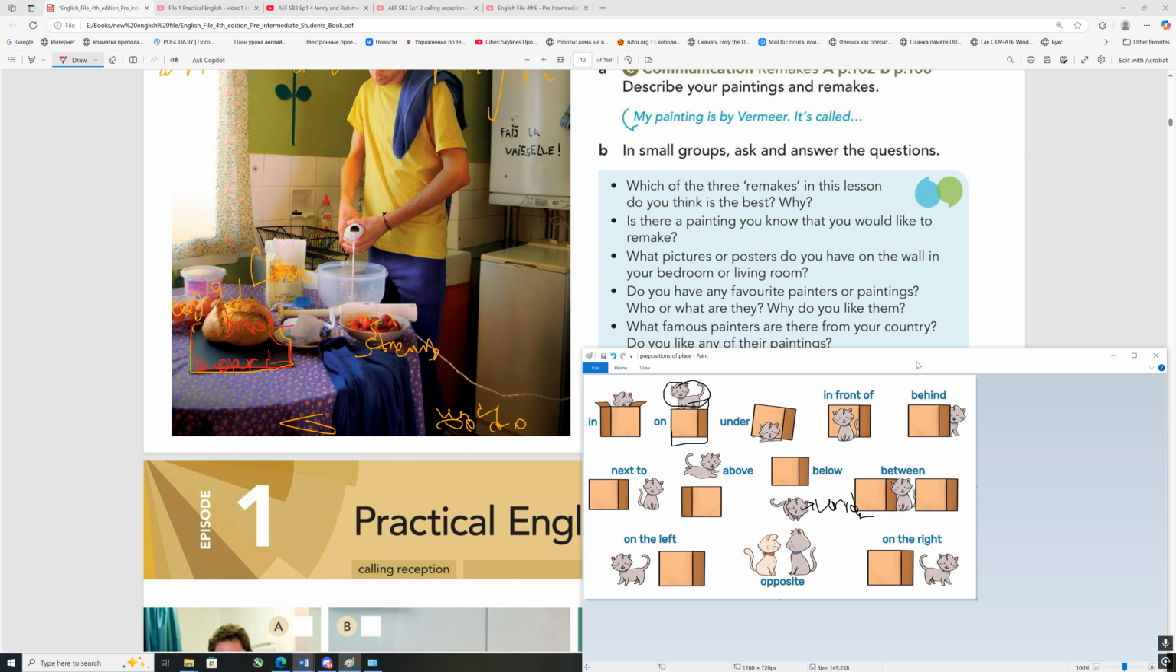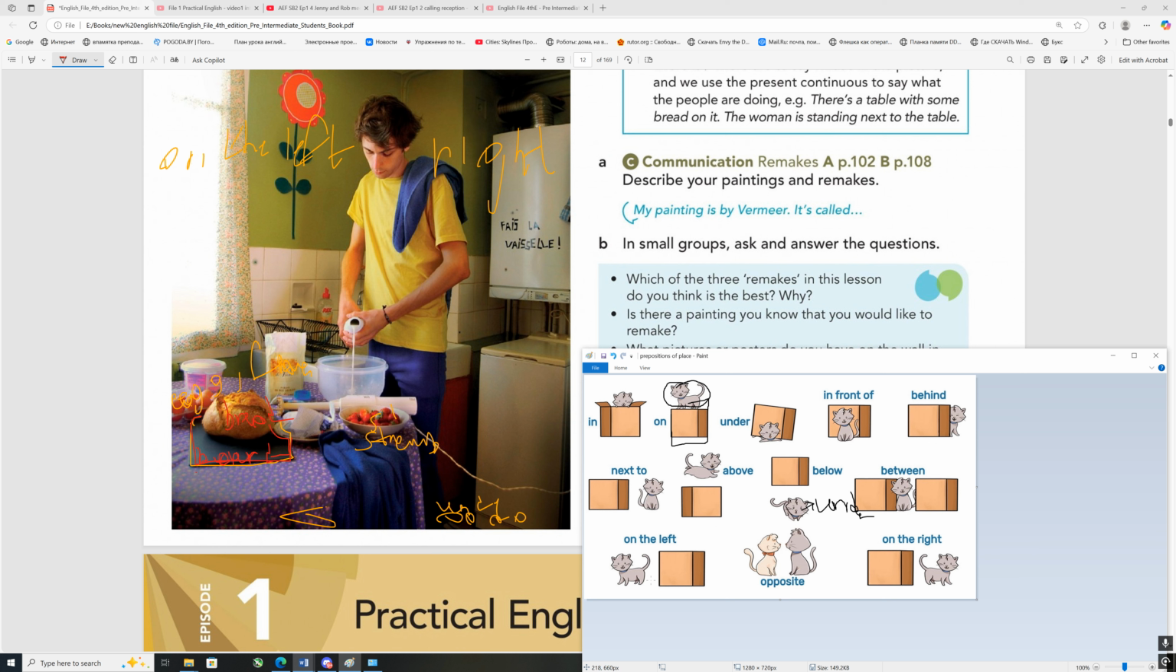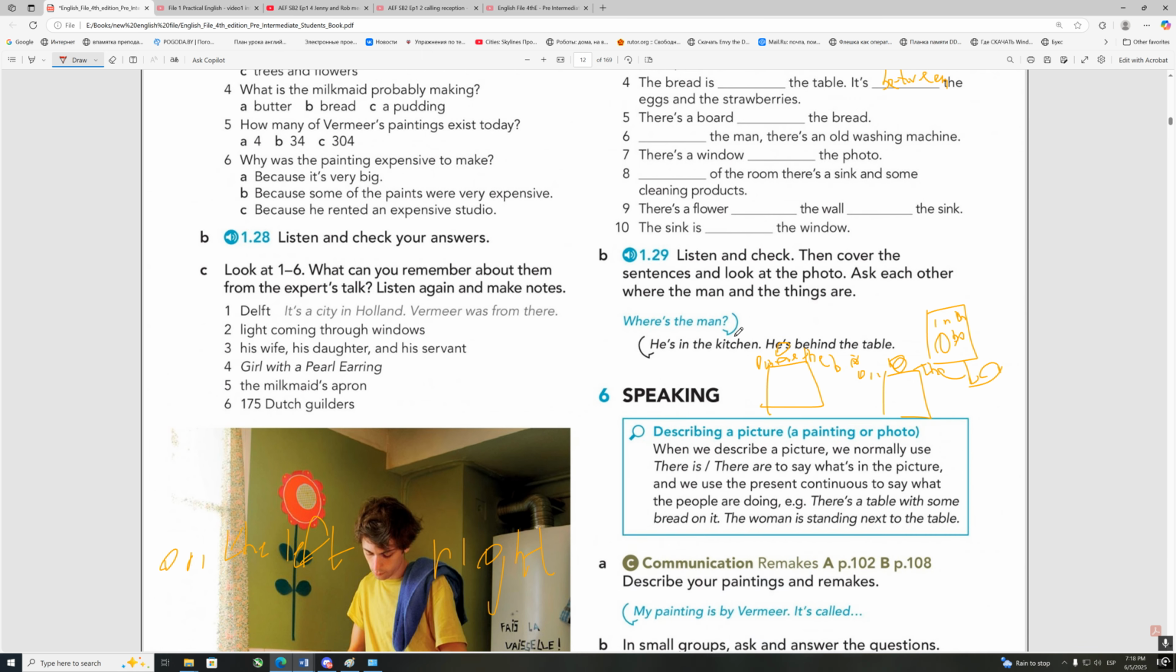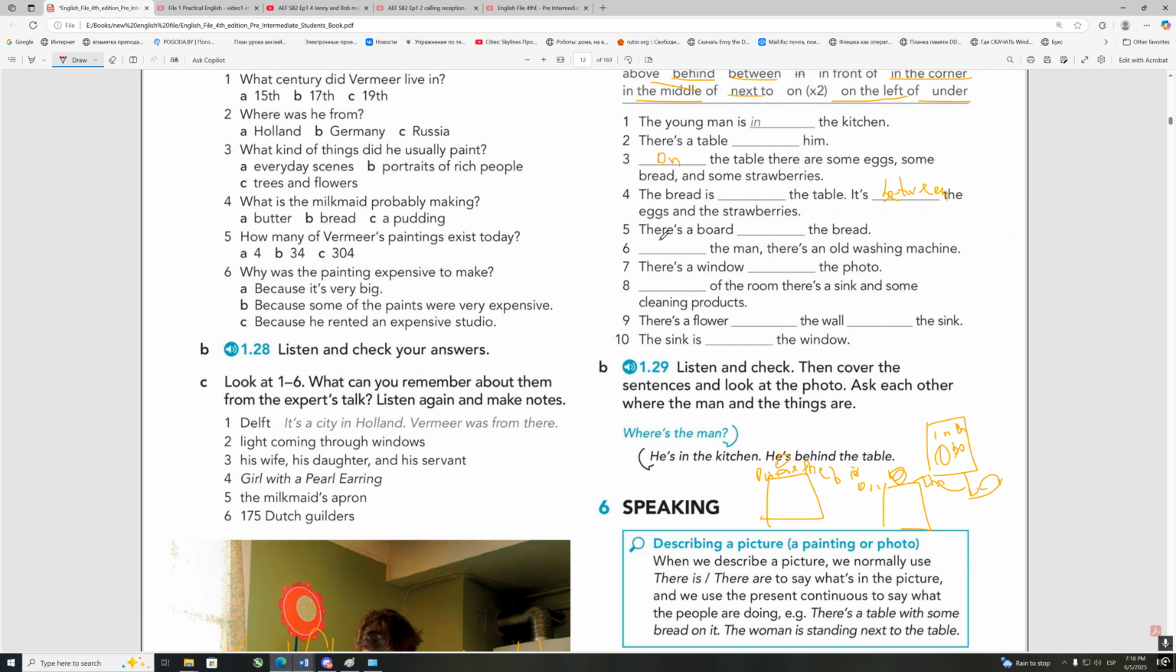In. Are you sure? No. Under. Under, yeah. Do you see the cat is under the box, the cat. And the board is under the bread. The board. A stand, a grater, how do we call it in Russian? No, maybe this one. Yeah. Then number five. Number six. Sorry, number six.